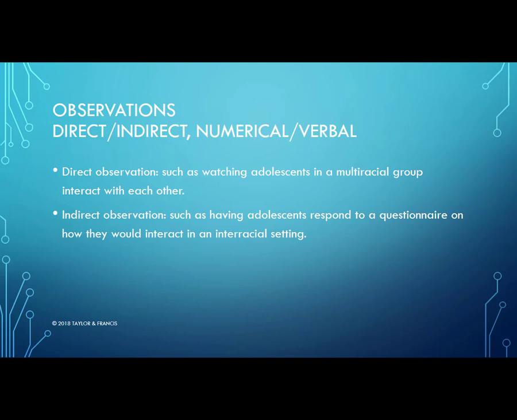Direct observations, such as watching adolescents in a multi-racial group interact with each other. That's direct. Okay? So there's different kinds. You can have direct or indirect. Okay? Indirect would be having adolescents respond to a questionnaire about how they would interact. Okay? So the direct is actually watching them. You're seeing them interact. The indirect is having them respond to how they interact or they would interact.